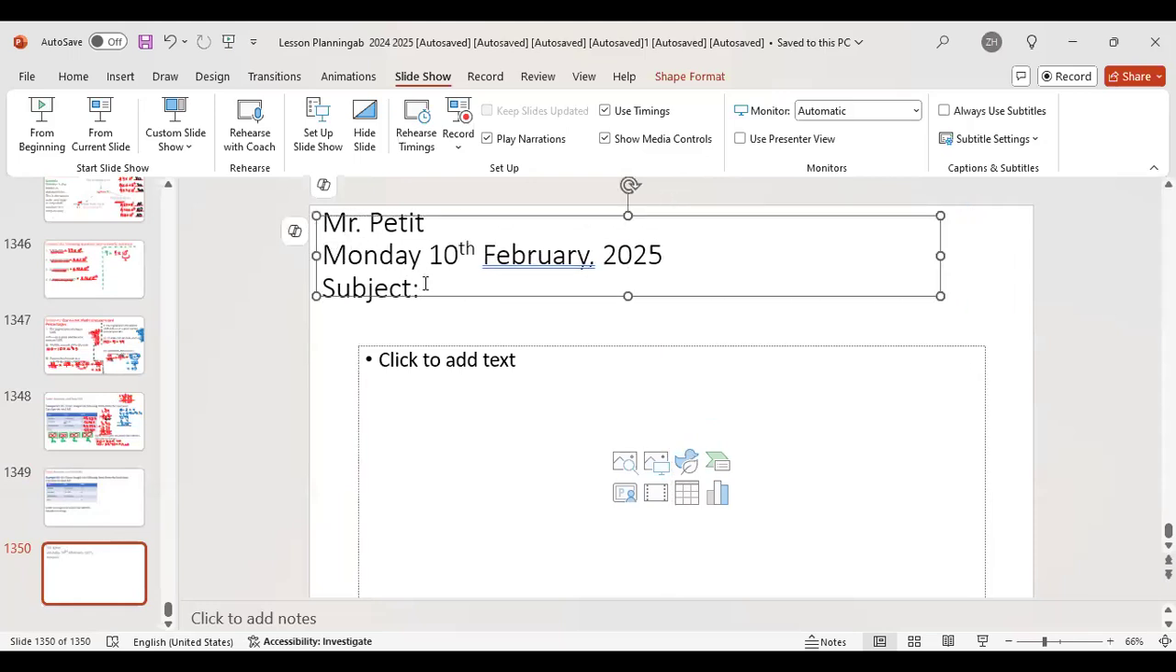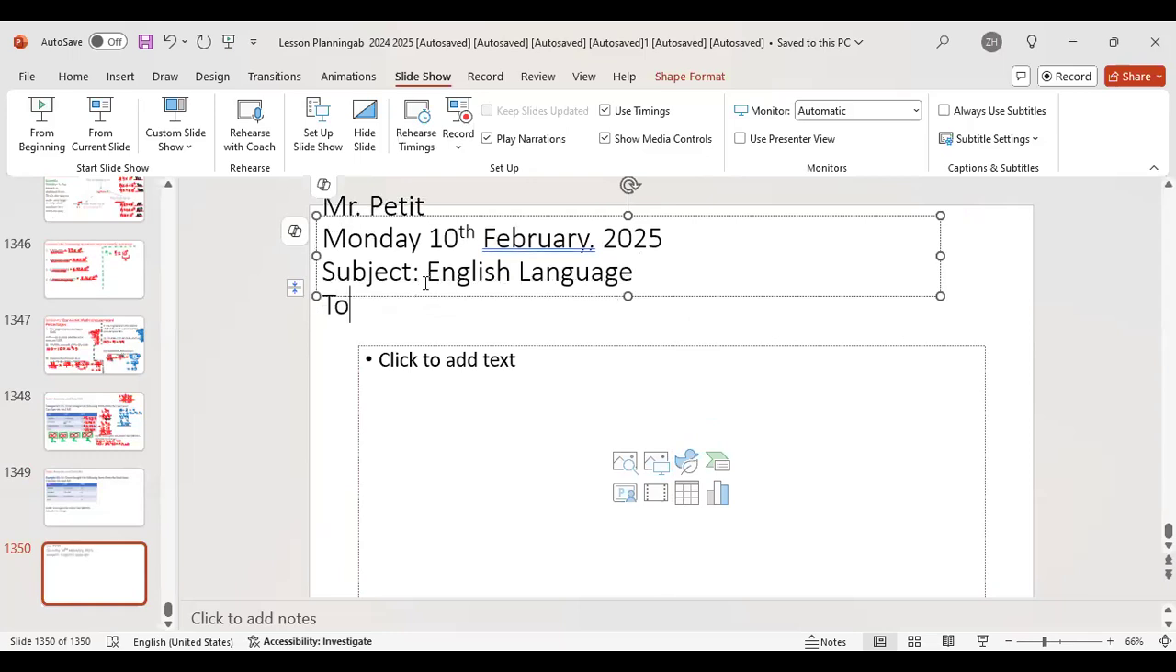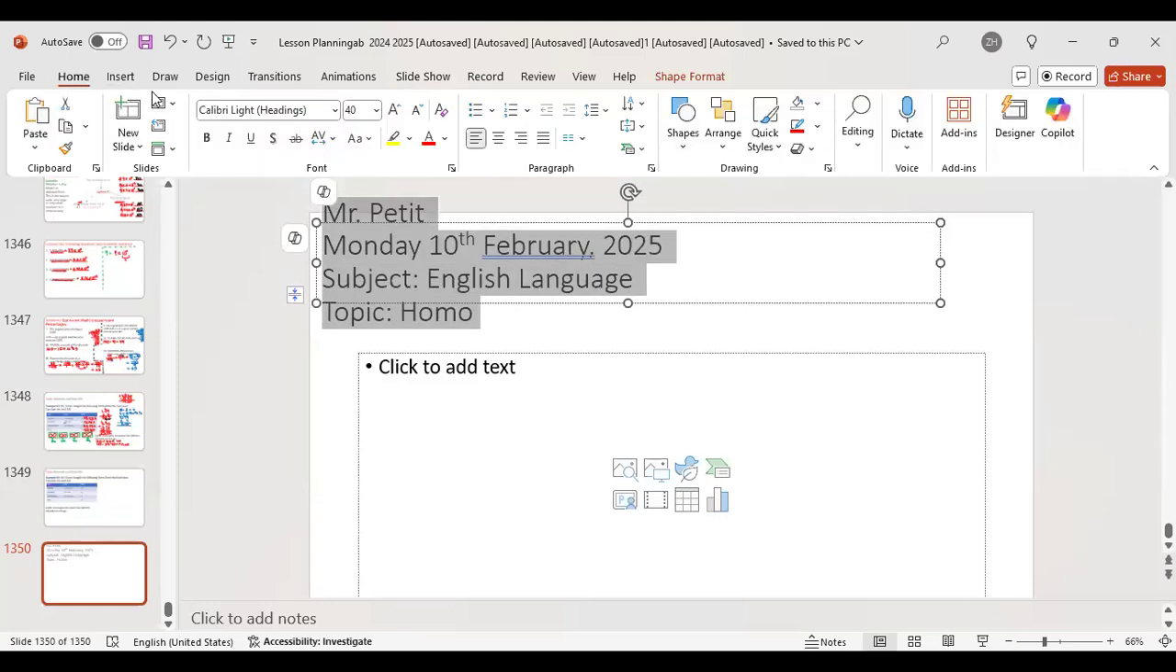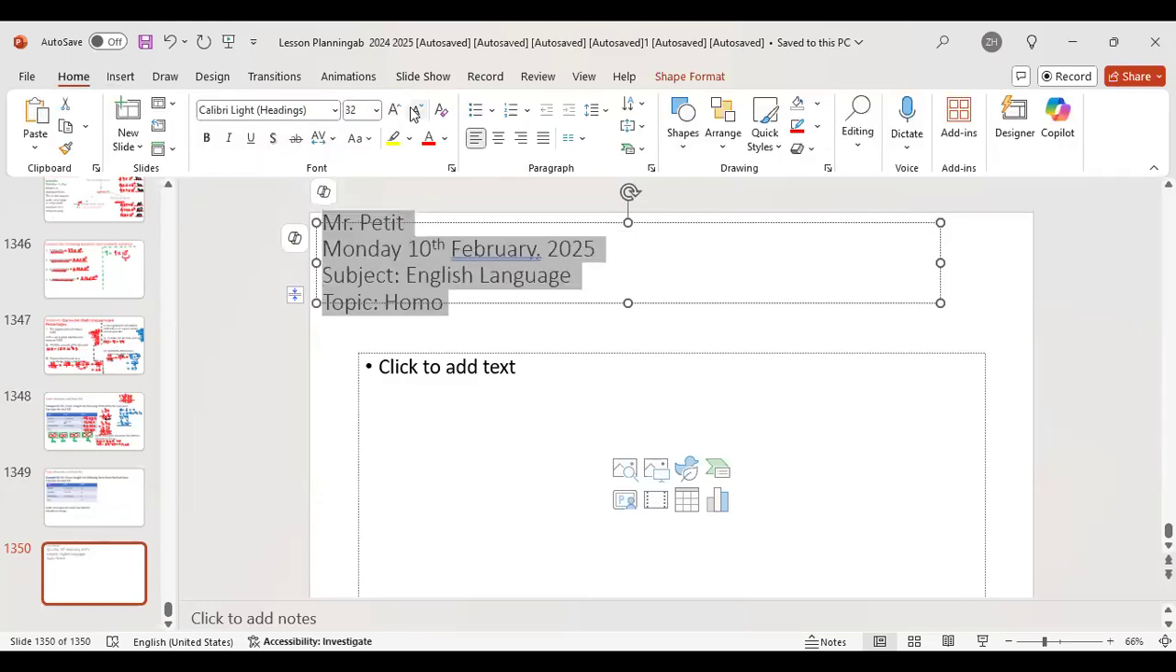The subject is, what's the subject? The subject is English language. And today I want us to do some grammar rules. So I want us to look at homographs. I know we were doing letters, but I don't want to do that today because we were going to do a gratitude letter. That's fine, but I don't want to do letters today. I want us to look at homographs and homophones.